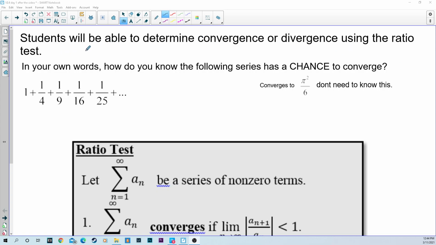This is 10-4 day one. Students will be able to determine convergence or divergence using the ratio test. In your own words, how do you know the following series has a chance to converge?